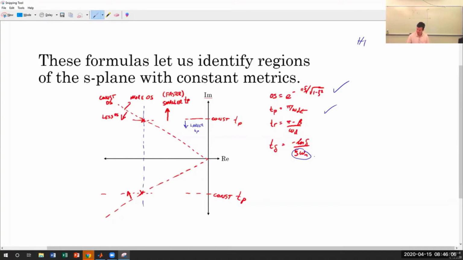If you recall, zeta times omega n turned out to be negative of the real part of the pole. So if I want to maintain a constant zeta omega n, I need to maintain a constant real part, which means I have to move north and south, up and down. So this is a line of constant settling time. And if I make this denominator bigger, then this is a smaller settling time, and this is a larger settling time.